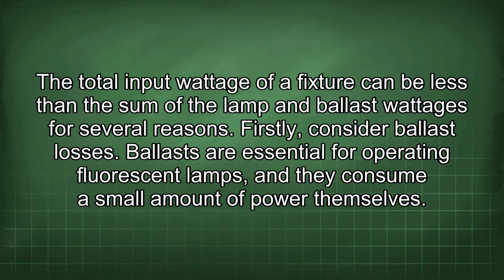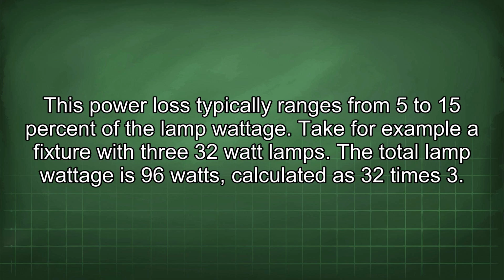Total input wattage of a fixture can be less than the sum of the lamp and ballast wattages for several reasons. Firstly, consider ballast losses. Ballasts are essential for operating fluorescent lamps, and they consume a small amount of power themselves. This power loss typically ranges from 5 to 15% of the lamp wattage.